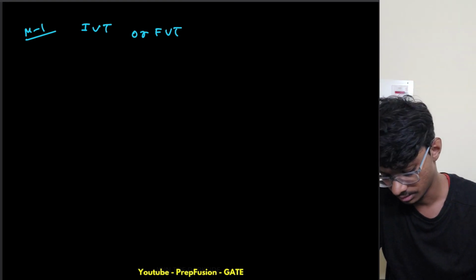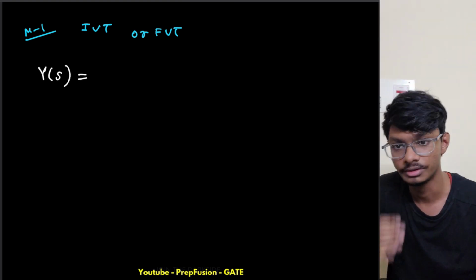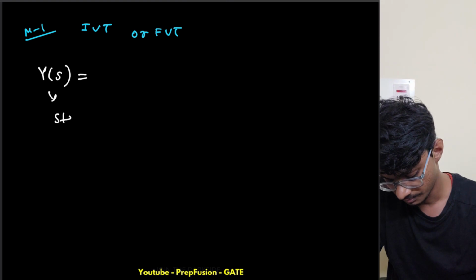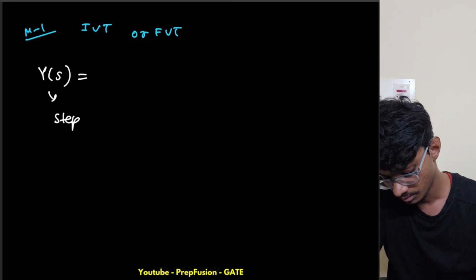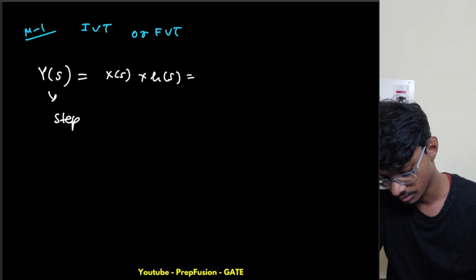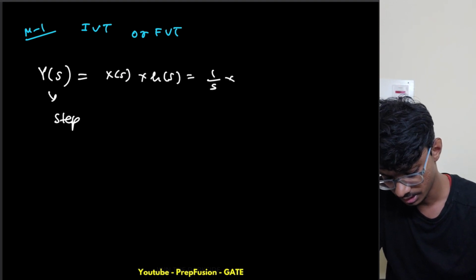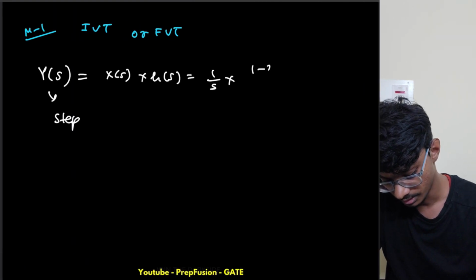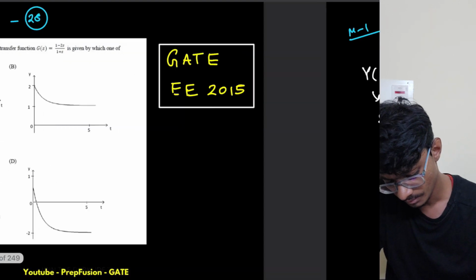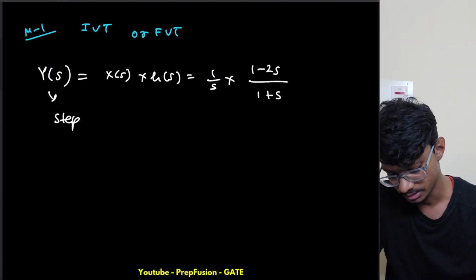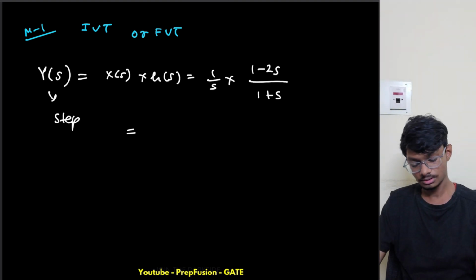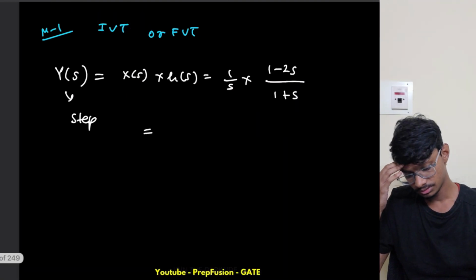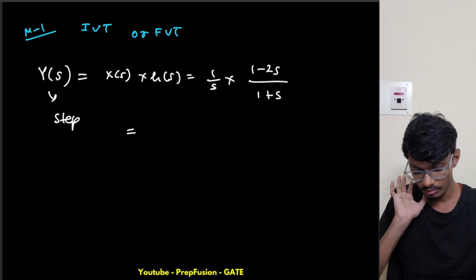We have to find the unit step response, right? Step. So what we will do, x of s times h of s, where x of s is 1 by s times h of s, which is given, g of s, so it is (1 minus 2s) divided by (1 plus s). Okay, so like what is this? So if I find this, right, now this is given, right? What I will do, I will not solve this.